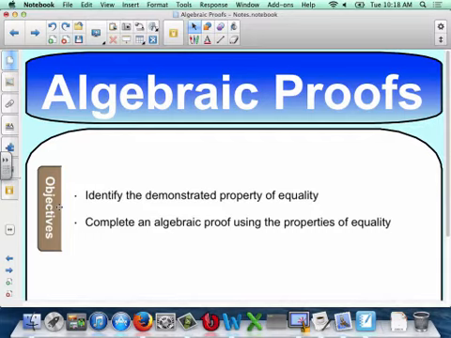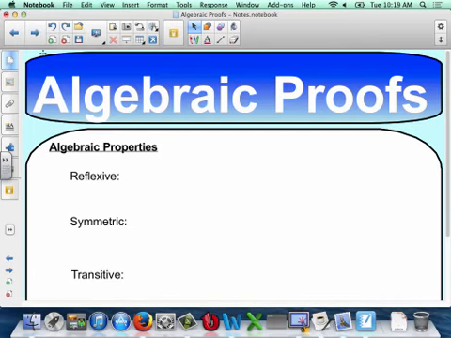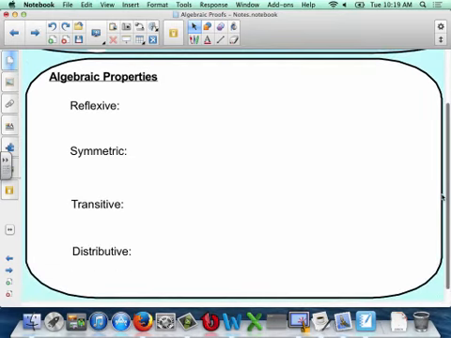So, when we look at today's, basically, guys, what you're going to be asked to do for the assessment for today is be able to identify what the property of equality is, what those are here in a minute, and then, obviously, complete an algebraic proof. That's our goal for today. Just those two things.